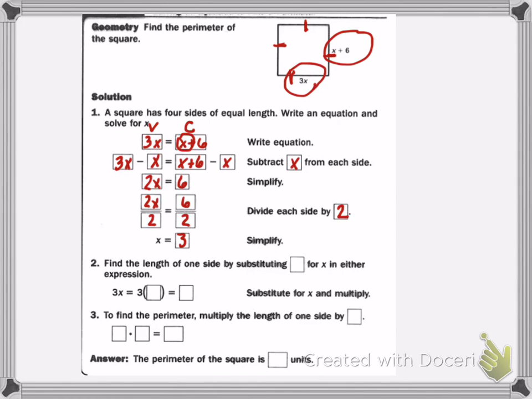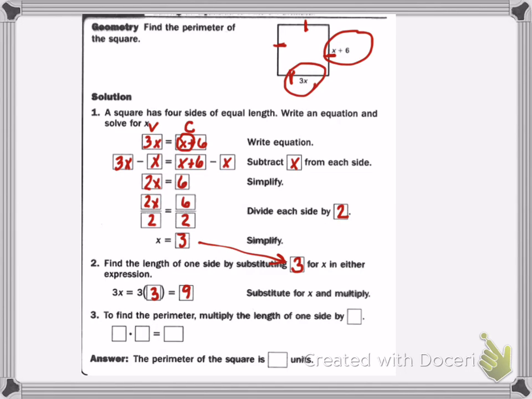Now, all we did was find the x there, but remember the goal for this problem was to find the length, or find the perimeter. So now we're going to find the length of one side. We want to substitute 3 for x, because that's what we found that x was equal to. So let's put that into the 3x, and that means 9.